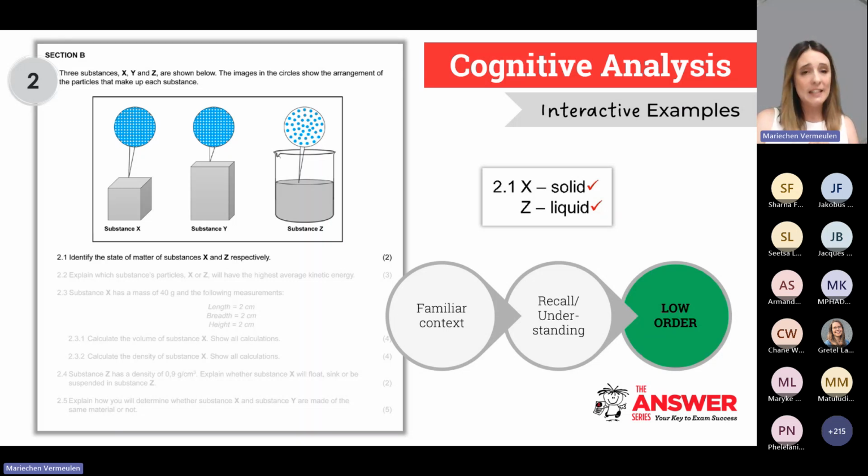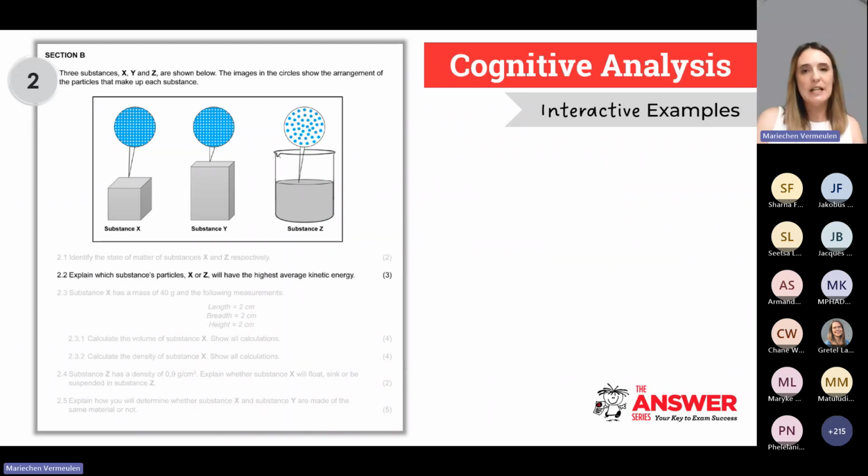Based on just looking at the pictures, learners would have been able to see that X is a solid and Z is a liquid. If that wasn't enough information, the particles that they see could also have alluded to that fact. So it is merely remembering the structure of a liquid and a solid, both physically and on a molecular level.